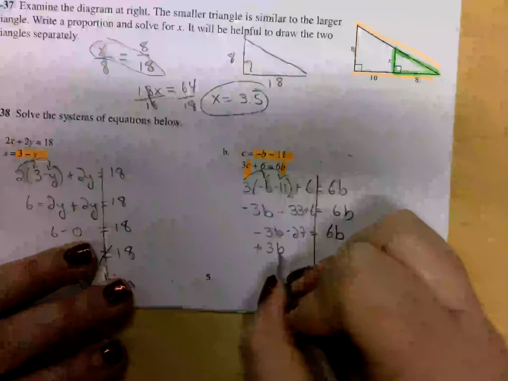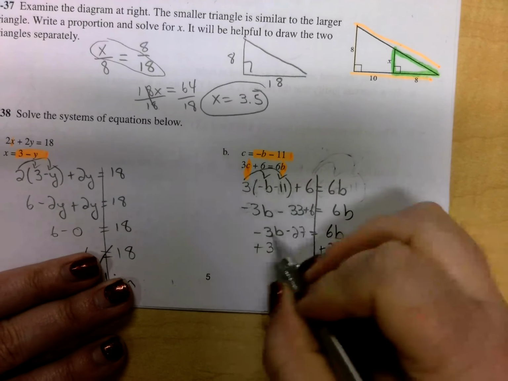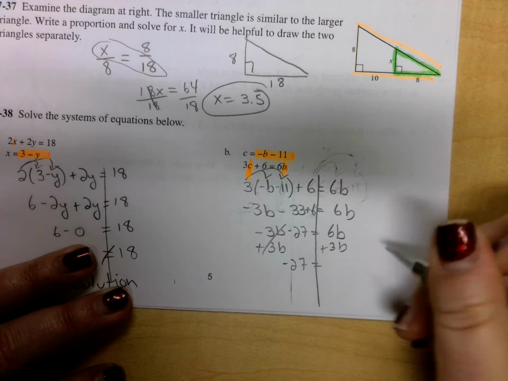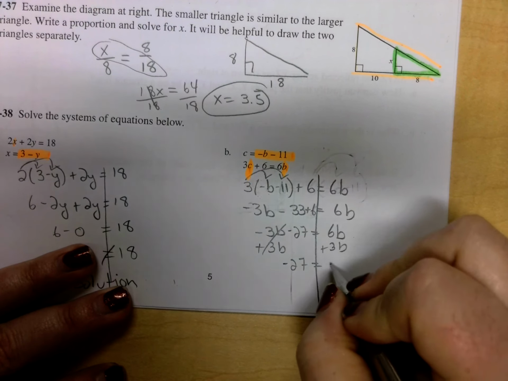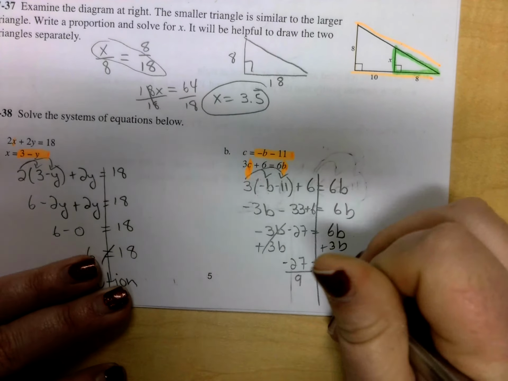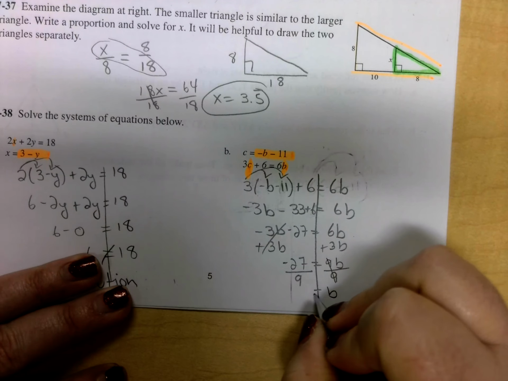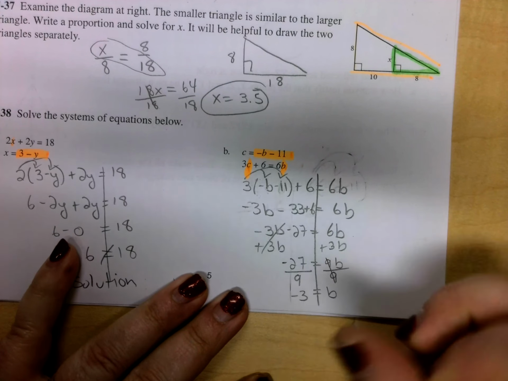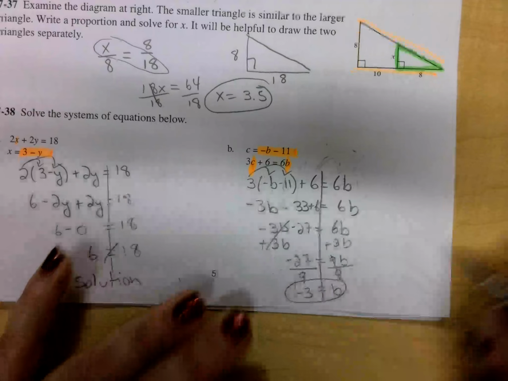I want b's all by itself, so I'm going to move this over. So I'm going to put 3b plus 3b. The b's are going to be on this side. And then I have negative 27 equals 6b plus 3b is 9b. And then I'm going to divide by 9 on both sides to get that b all by itself over here. And negative 27 divided by 9 is going to be a negative 3. So b is going to equal negative 3.